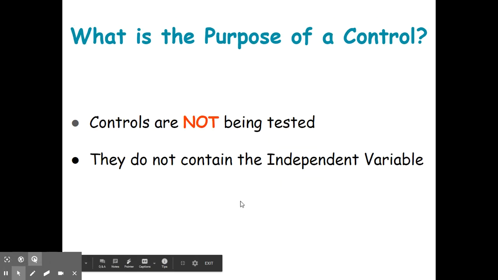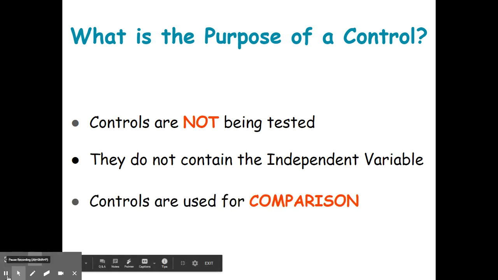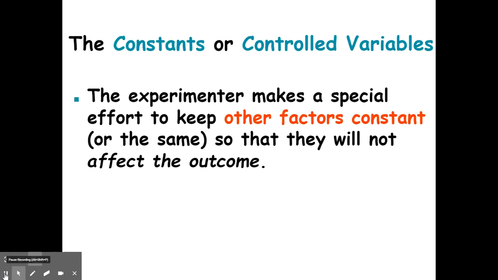The control is not being tested. It does not contain the independent variable. The control is simply there to be used as a comparison. All of the parts of both the experimental and the control setup that have to be kept the same are called the constants. Oftentimes, these are also called the controlled variables, but I find that that's misleading because variable means to change and control means to stay the same. But you will find constants also called controlled variables.